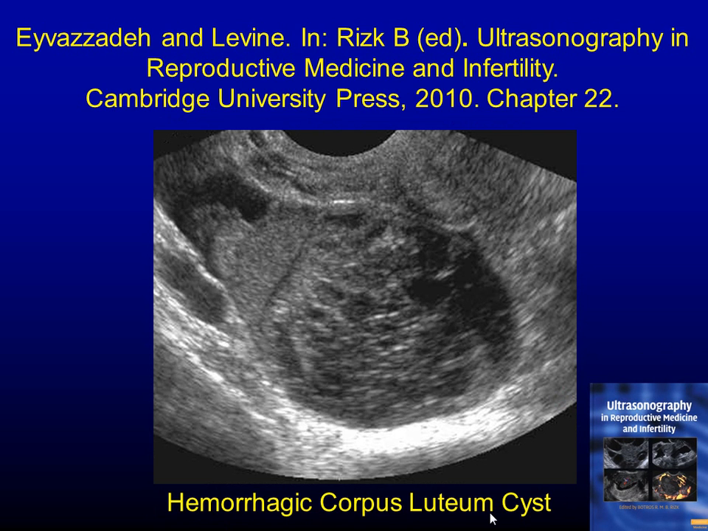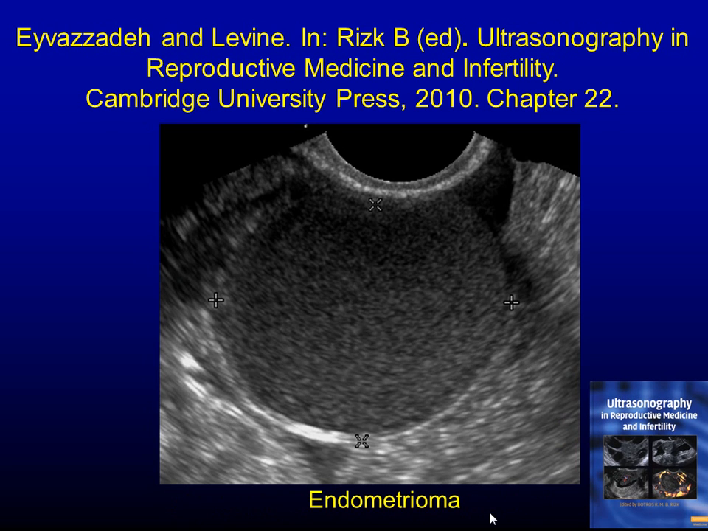This is a hemorrhagic corpus luteum. It looks the most worrisome on ultrasound. It looks like cancer. Has nothing to do with cancer. Just blood here. Again, endometrioma, and this is from Harvard Medical School.